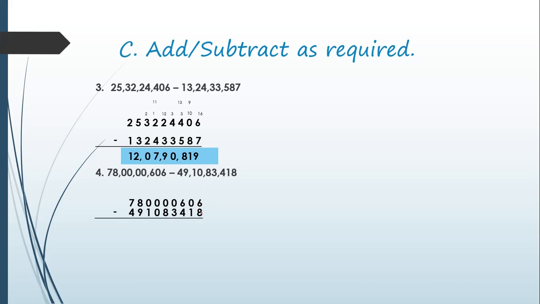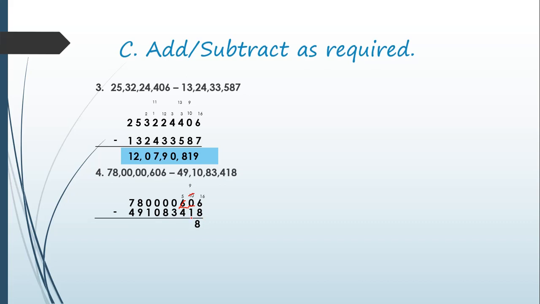In the ones place we have 6 and 8. 6 is smaller, 8 is larger, therefore we need to borrow from the next place. But in the next place we have a 0. From 0 we can't borrow, therefore I will move to the hundreds place. If I borrow from the hundreds place, this 6 will become a 5. This 0 will become 10. Now again I am borrowing from this 10. 10 becomes 9, and 6 becomes 16. 16 minus 8, we got 8.